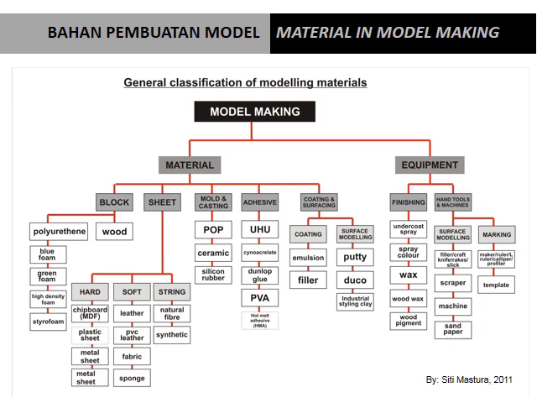So, for the general classification of modeling materials, you can read through for the materials and equipment that you need, the type of material, something like block, sheet, casting, adhesive, and coating surfacing. And meanwhile, for the equipment, you might need to learn about the finishing and hand tool machine. So, this is a classification that you need to understand first before we go deep into what model making is all about.